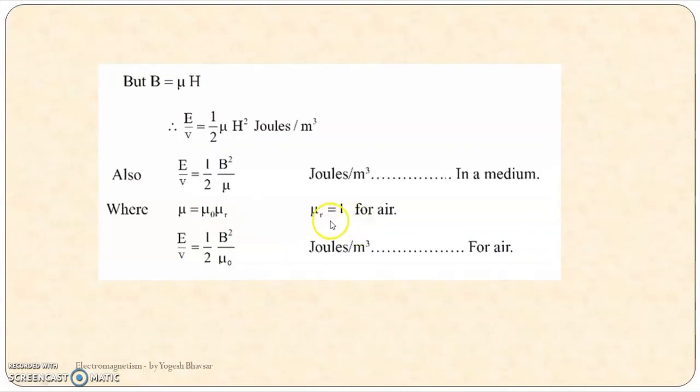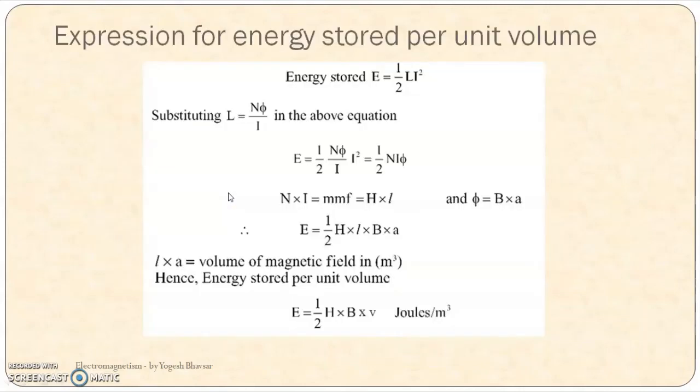If for air, mu r is equal to 1, hence this equation becomes energy per unit volume is equal to half B square by mu 0. So this is for air or vacuum. So this is the complete expression for the energy stored per unit volume. So hope you understood this expression.